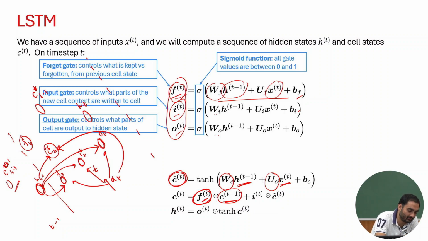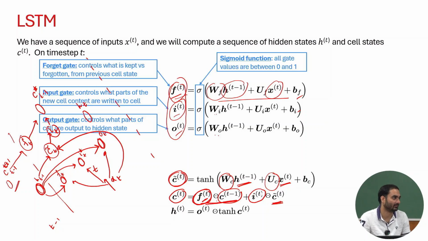So through ft, this will come here, and through the input gate, the cell content that you have just generated will come to the memory. So the cell state is essentially a function of the previous cell state and the current cell content, and it will be controlled by the forget gate and the input gate. Clear?